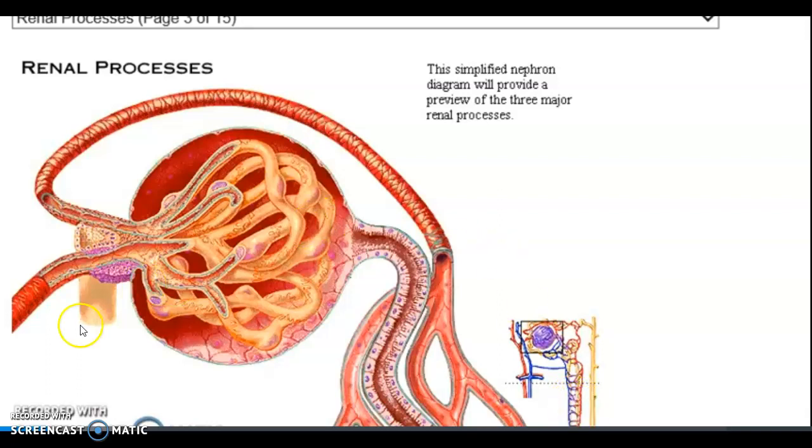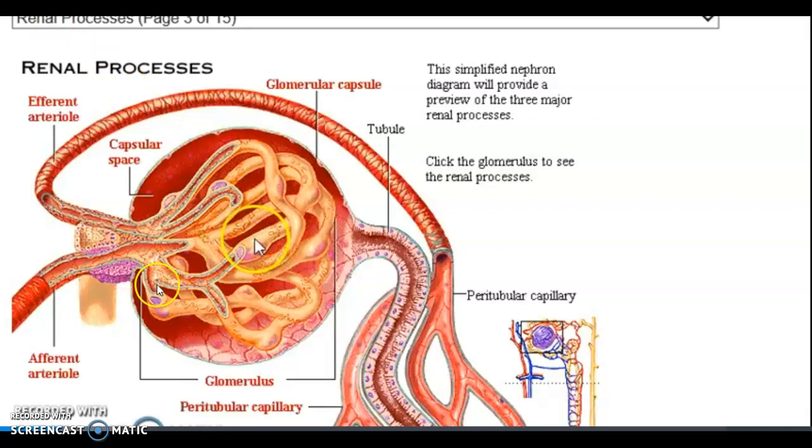All right, so let's keep it rather basic right now and talk about what's going on. So again, here are the parts we talked about: the afferent arteriole, the glomerulus being the capillary, the capsular space being the space between the capillary and the capsule, and of course the glomerulus and the glomerular capsule together make up the renal corpuscle.